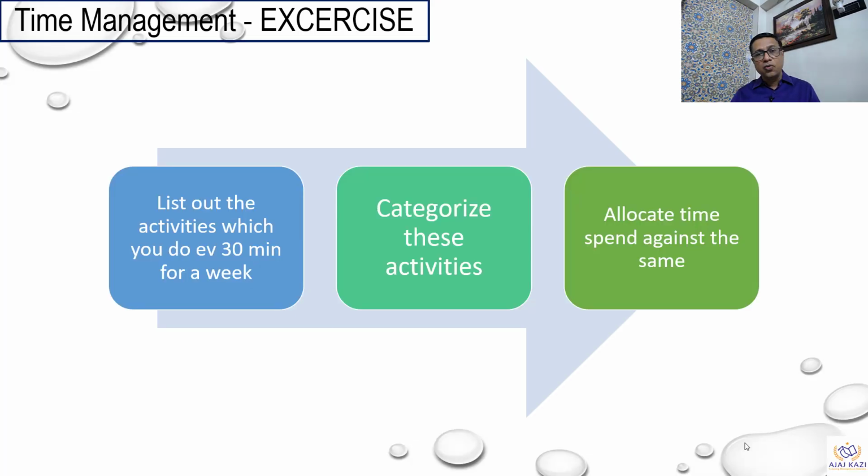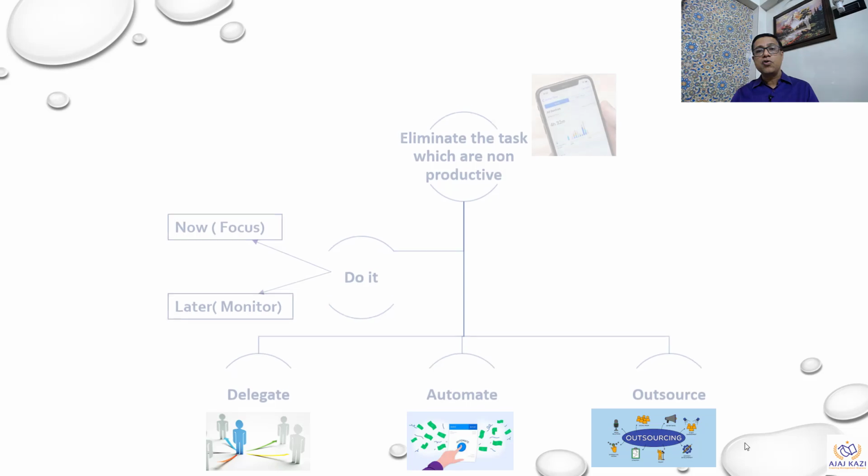I would tell you, for all of you who feel that time is very short, do this exercise and I think you will get a lot of time. List out the activities after every 30 minutes for a week. Categorize them into different categories, and then allocate the time against each category, how much time you spent on the categories. What do you do next?